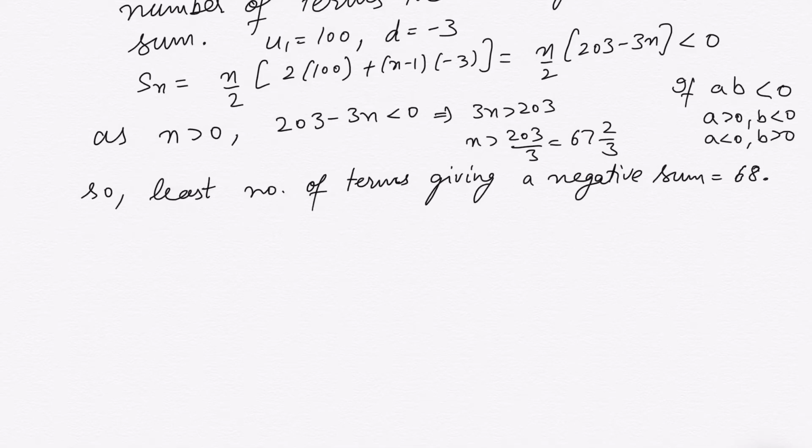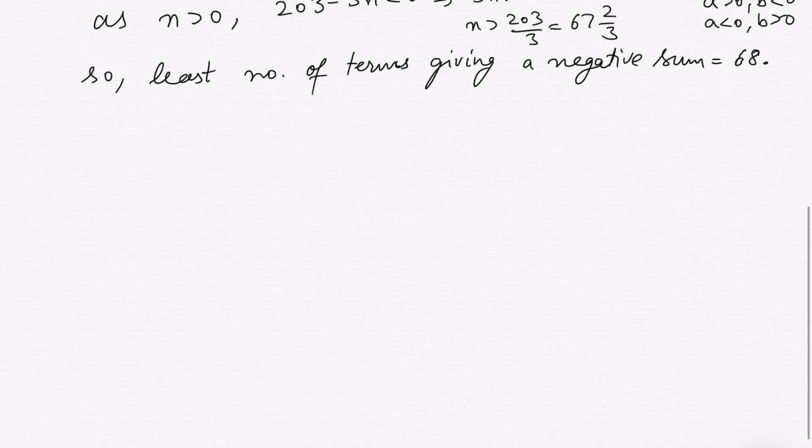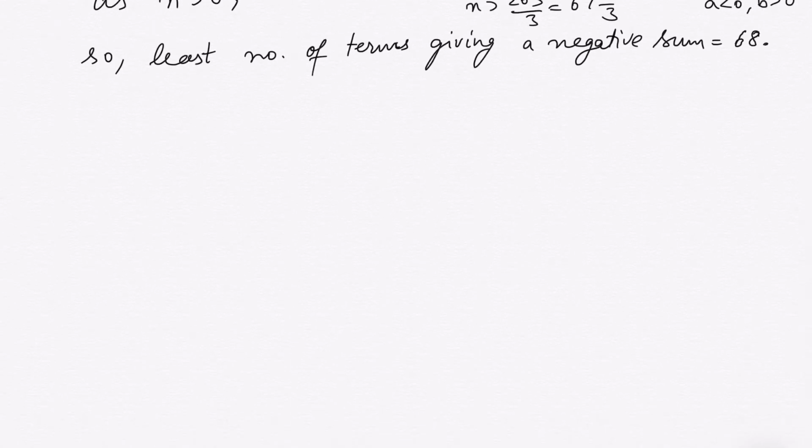Let me explain it once again. That means if I take first 68 terms, then my sum will be negative. That means if I take 67 terms, 66 terms, 65 terms, and all the terms which are less than 68, my sum will be positive. But from 68 terms, like if I take 68 terms, 69 terms, 70 terms, then my sum will always be negative. Okay, I hope you have understood this question.